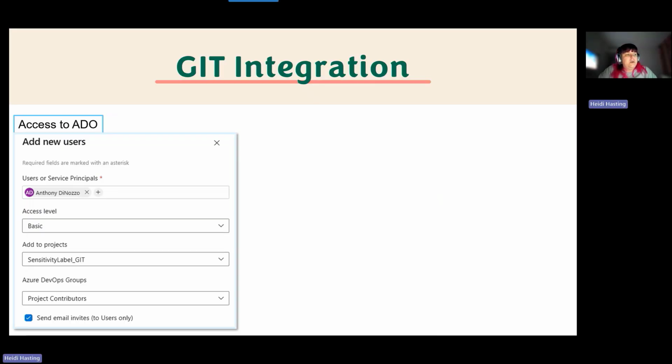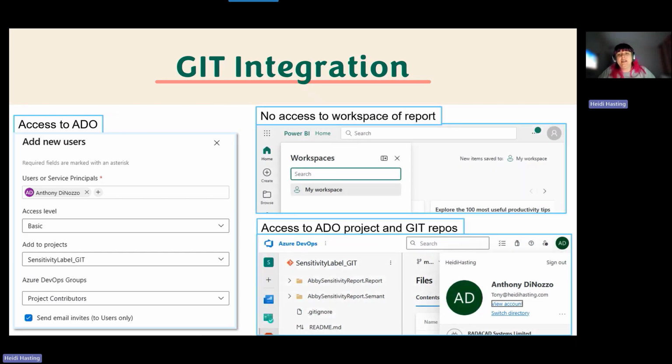So to show what it'll look like for a user, if I add my Denozo user into my Git repo, Denozo has no access on the workspace. He's got nothing, but he's got access to the ADO project and the Git repo, so he can go in and look at my ABI sensitivity report. He can even take a copy and publish it somewhere, or take a copy offline. So there's no real blocker there. It's just something to be aware of, because you might want to use it as a blocking feature, but unfortunately the option's not there.